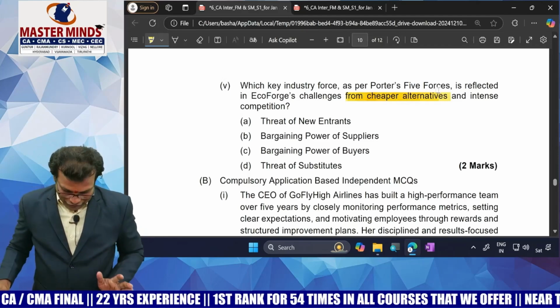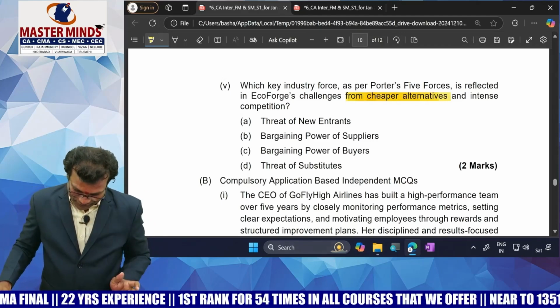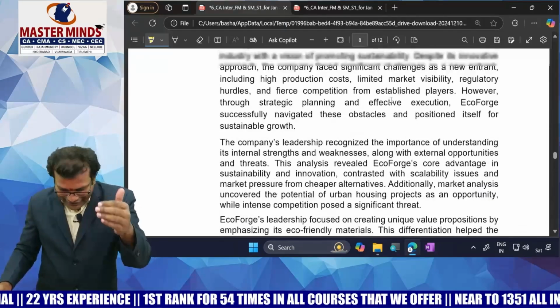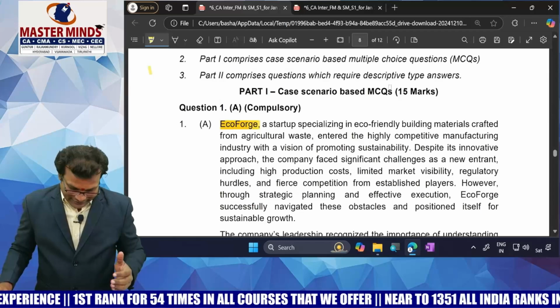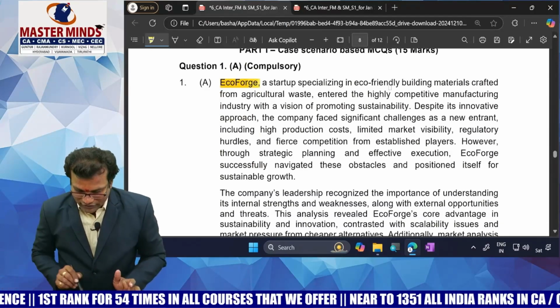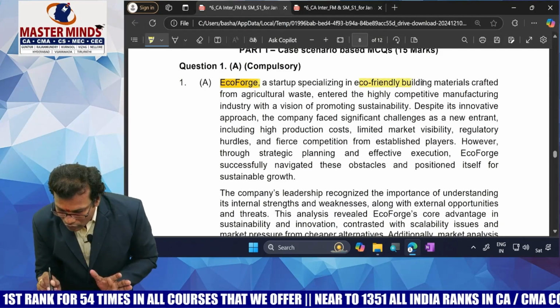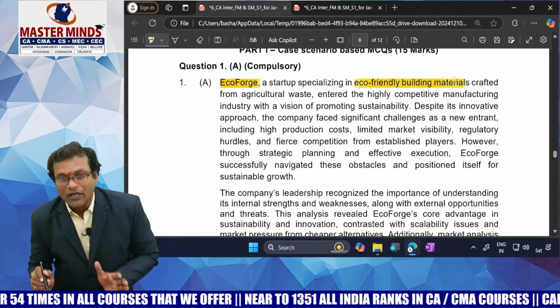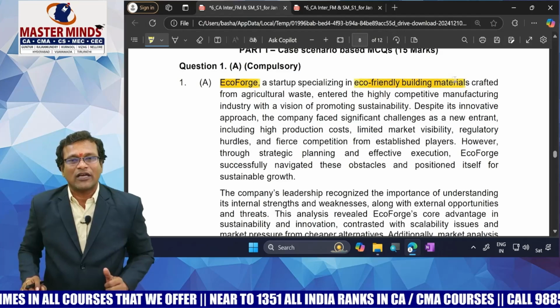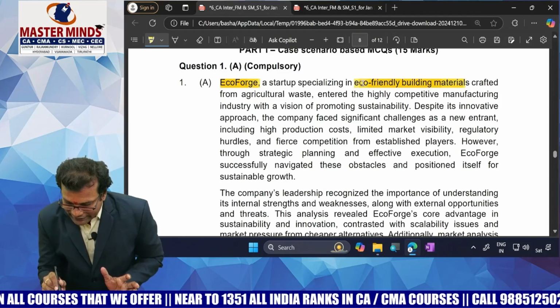Now leave all those things. Now let's study the case study. Now you'll understand line by line which areas have to be focused on by a student while reading the case study. Now look at that first one. EcoForge, a startup specializing in eco-friendly building materials. Means their main focus is not to damage the environment while manufacturing so and so building materials.